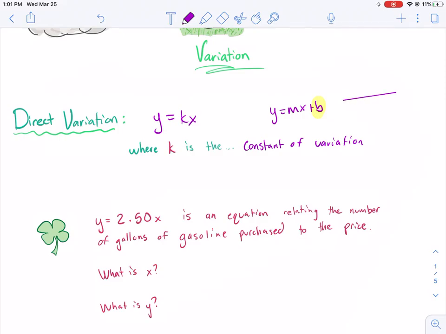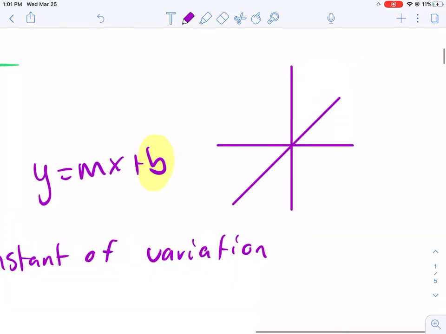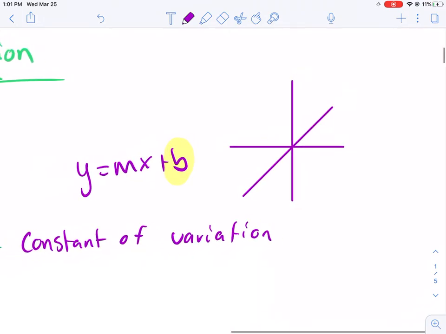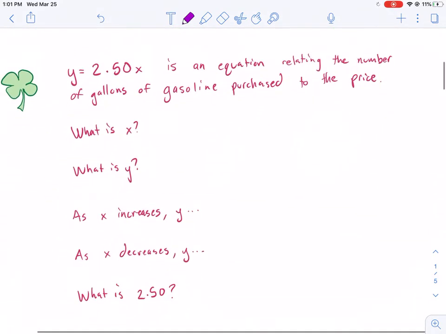So if you were to graph this equation, it would look something like this, where as the x increases, the y also increases. Unless it's negative. But you'll notice it goes through the origin, and that's a sign of direct variation. There's no y-intercept like it would be with something else that's in slope-intercept form. Okay, so let's see an example so you can get the idea of how it works.